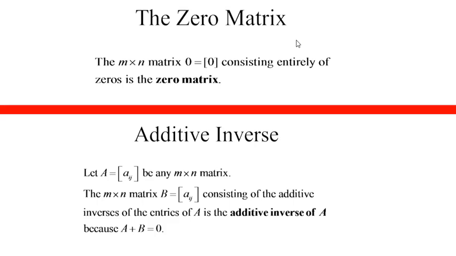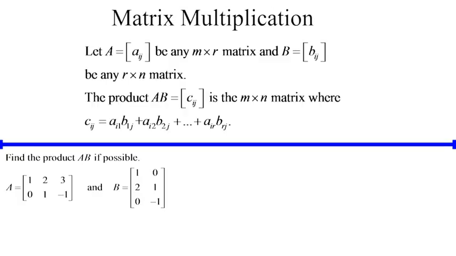For instance, if our first entry in matrix A was 2, the additive inverse for matrix B would have to be negative 2. Because if we added those two together, the result would be 0. Now we're going to talk about matrix multiplication.